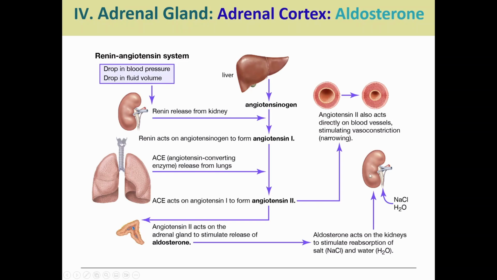Aldosterone then tells the kidneys, hey, pull up more salt and pull up more water, right? Angiotensin also goes right to the blood vessels, which is going to basically cause vasoconstriction, so it's going to tighten down, which increases blood pressure, and this is why you see some medications like ACE inhibitors that will be used to lower blood pressure, right? ACE inhibitors inhibit this enzyme, which means we don't form angiotensin 2, which means we don't see that vasoconstriction.